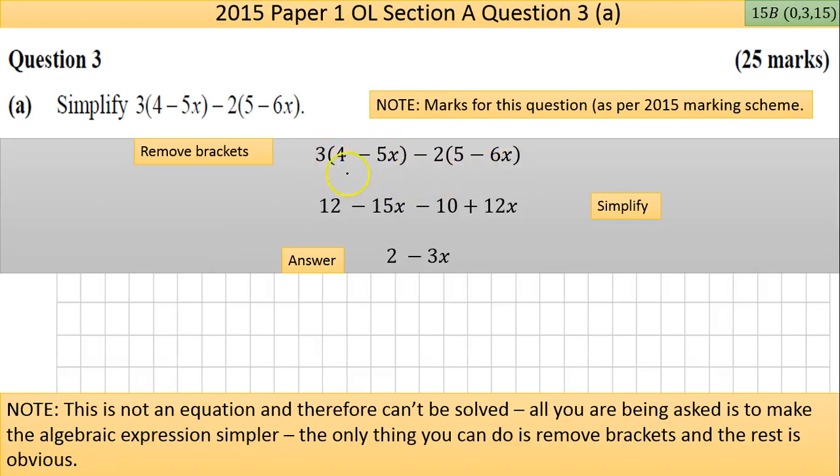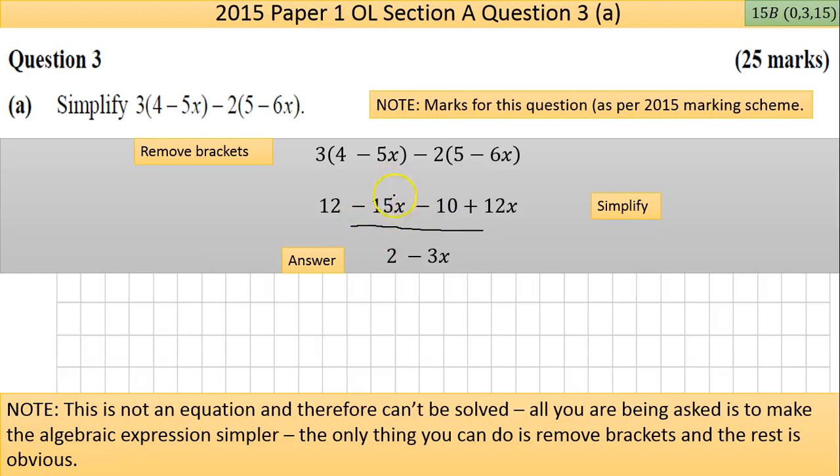I've done multiplication. 3 times 4 is 12. Now plus by a negative is a negative. 3 times 5x is 15x. Minus by a plus is a minus, 2 5s is 10. Minus by a minus is a plus, 2 times 6x is 12x. Okay, so I have done some simplification, so I need to do the last little bit to get to the final answer.